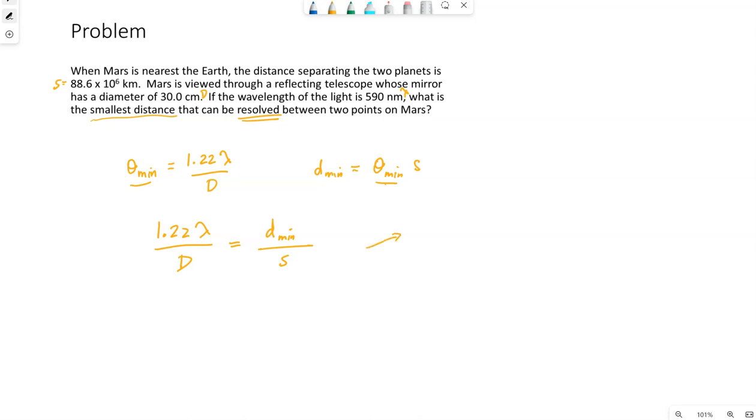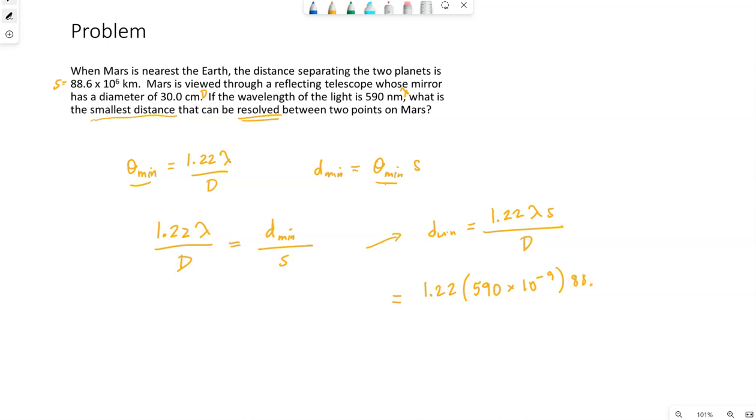So we're looking for minimum distance. That will be 1.22 lambda s over capital D. So 1.22. Be careful with your units. Lambda, I am going to put everything into meters just so that I know what units I am ending up with. So nanometers, 10 to the negative 9.